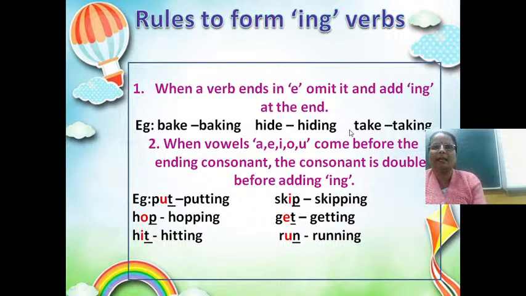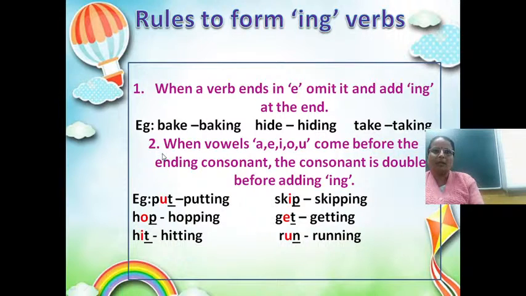Hide, hiding. You can see the verb hide is also ending with an E. So, before adding ing, we have to omit E and add ing and form hiding. Take, taking. The verb take is ending with an E. That's why we have omitted E before adding ing and formed taking.